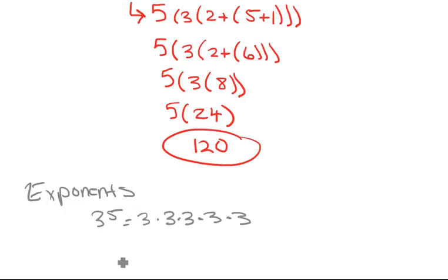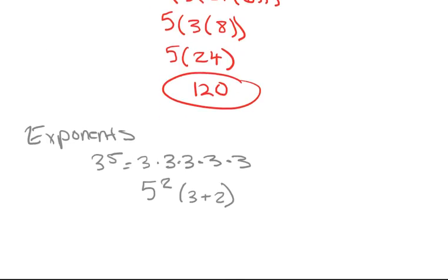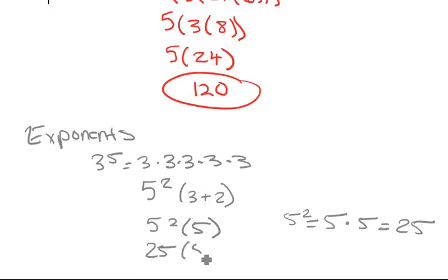So, after you finish all the parentheses, you solve the exponents in an equation. So let's say you have 5 squared times (3 plus 2). So first in this equation, you'll have to do the parentheses. So that's 5 squared times 5. 5 squared is equal to 5 times 5, which is equal to 25. So 25 times 5 is equal to 125.